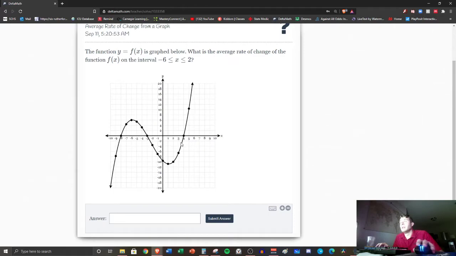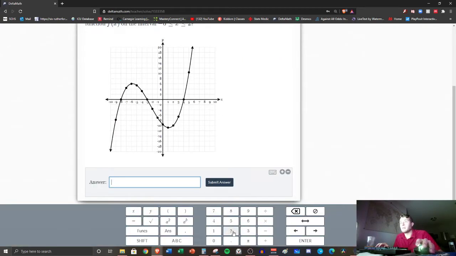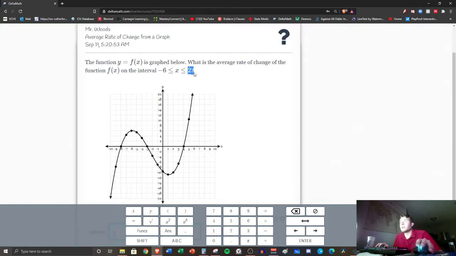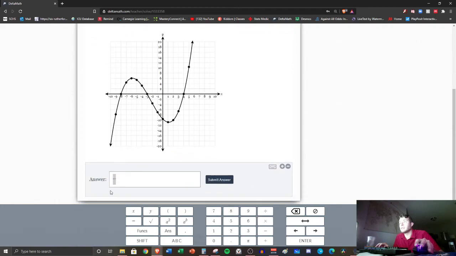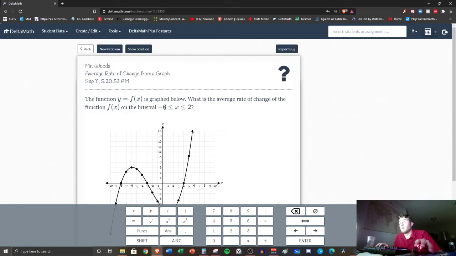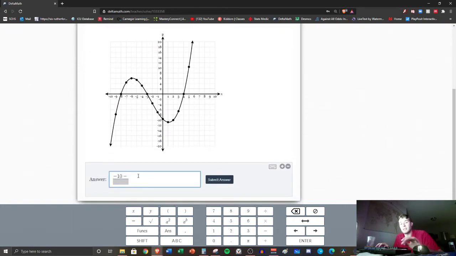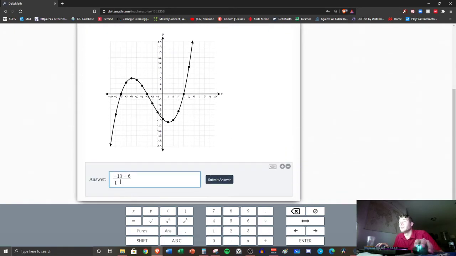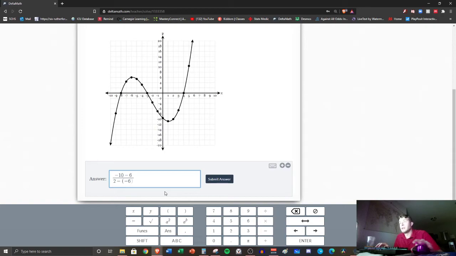Let's do another problem. Here it wants from -6, so this point, to +2, which is way over here. First thing, I'm going to create a fraction by hitting division. So let's start with y values. y2, so here's 2. The y value is -10, so I'm going to do -10, subtract. What's y1? Well, let's go to -6. What's the y value? It's 6. On the bottom, let's do x2, which is 2. Subtract, what's the other x value? -6. So I've got it set up.